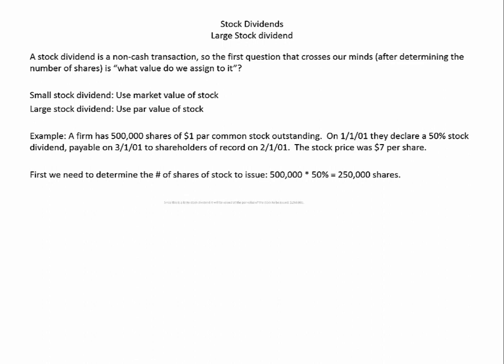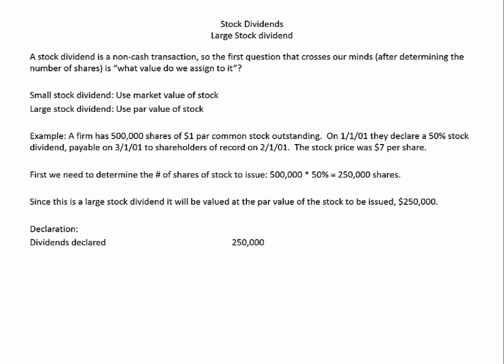And since this is a large stock dividend, it's going to be valued at the par value of $1 per share, $250,000. On the date of declaration, we debit that dividends declared account, or retained earnings as a poor substitute, for $250,000, and credit common stock dividend distributable. Now that common stock dividend distributable account is an equity account, and it essentially represents stock that is soon to be issued, or pending, if you will, and it's recorded at par value.